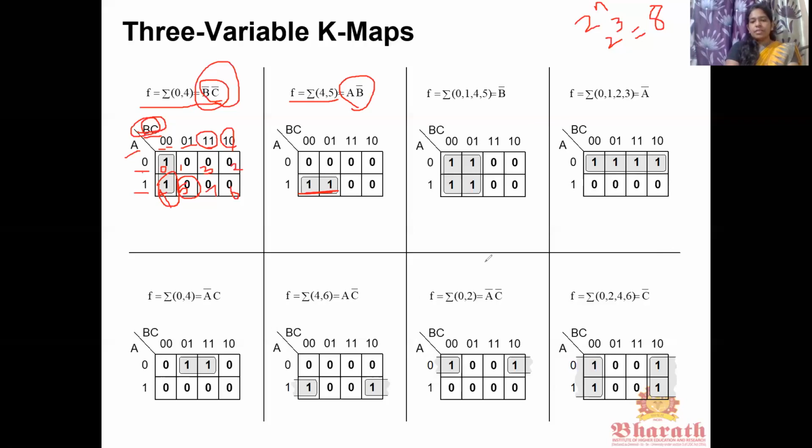Before that, we'll see some other examples. See here, summation 0 1 2 3. The 0 1 2 3 means this is 0, 1, then this is 2, then this is 3. Just put 1 in each of these cells. Then take some other example: summation 4 comma 6. Here this is the 4, then 5, here 6. So 4 and 6, 1 1.